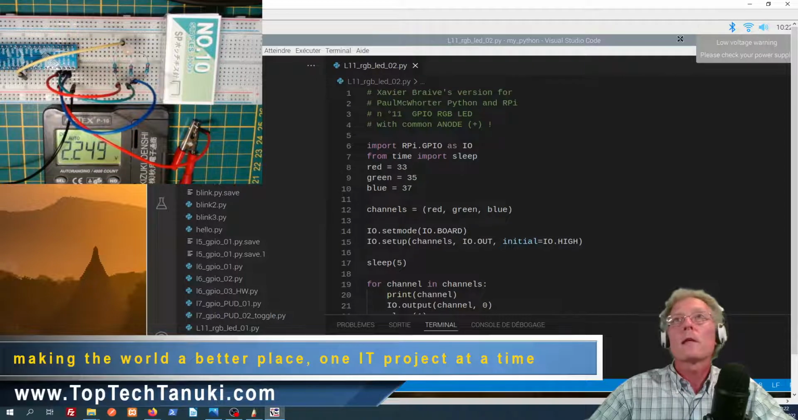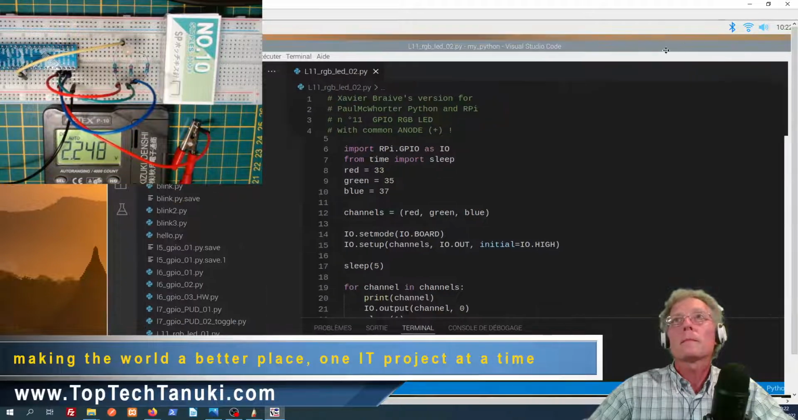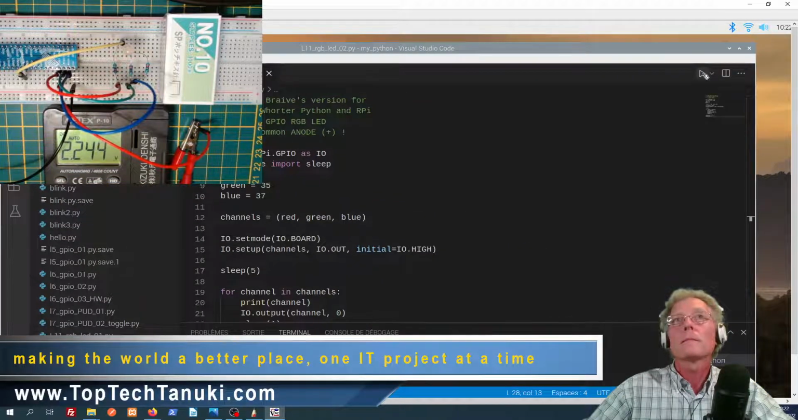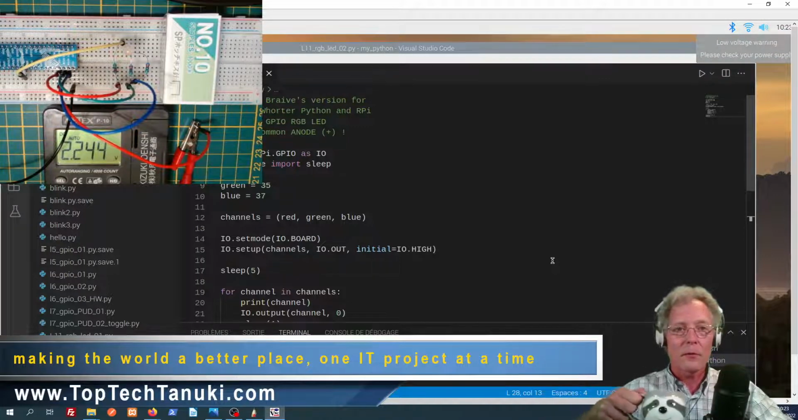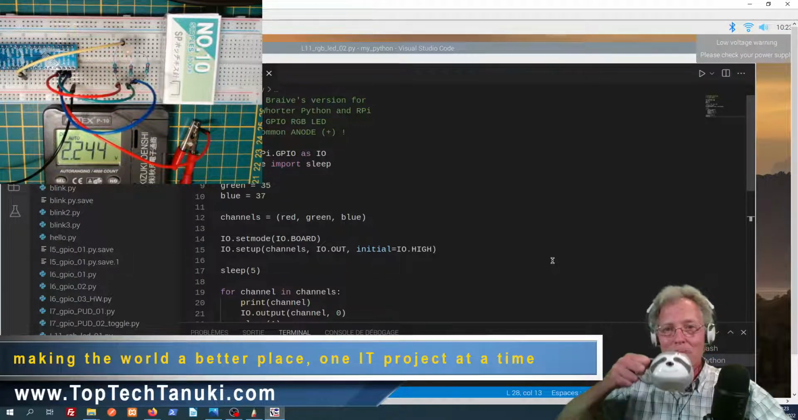Okay, let's have a look at this. So of course the colors are not as bright as in real life. Trust me, it's well bright and colorful. It's very nice.